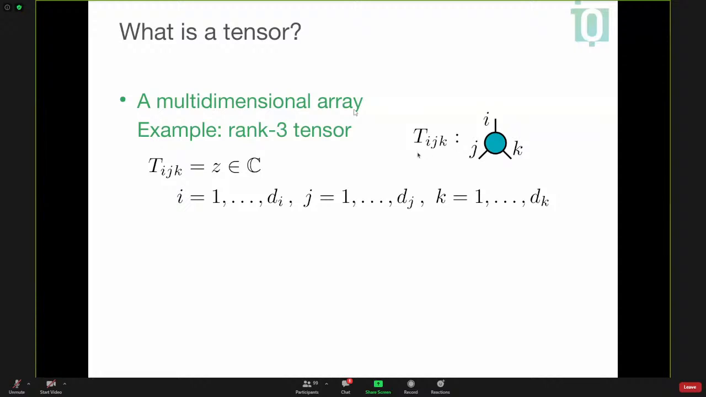Right? So if the tensor is rank 3, I expect to have 3 legs sticking out. Here, these legs are I, J, K. This pictorial representation makes writing down and reasoning about tensor networks easier.